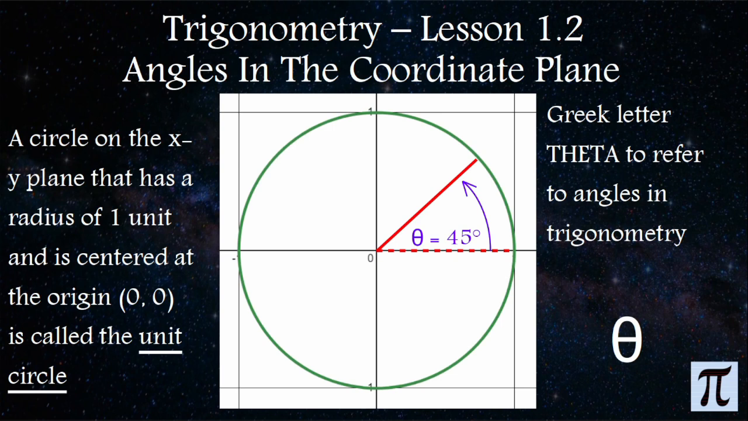Last time we looked at the unit circle. This is a circle on the xy plane that has a radius of 1 and is centered at the origin, or where x and y are both 0. We also discussed that in trigonometry we use theta to represent angles as a variable. Here we can see that theta is equal to 45 degrees.